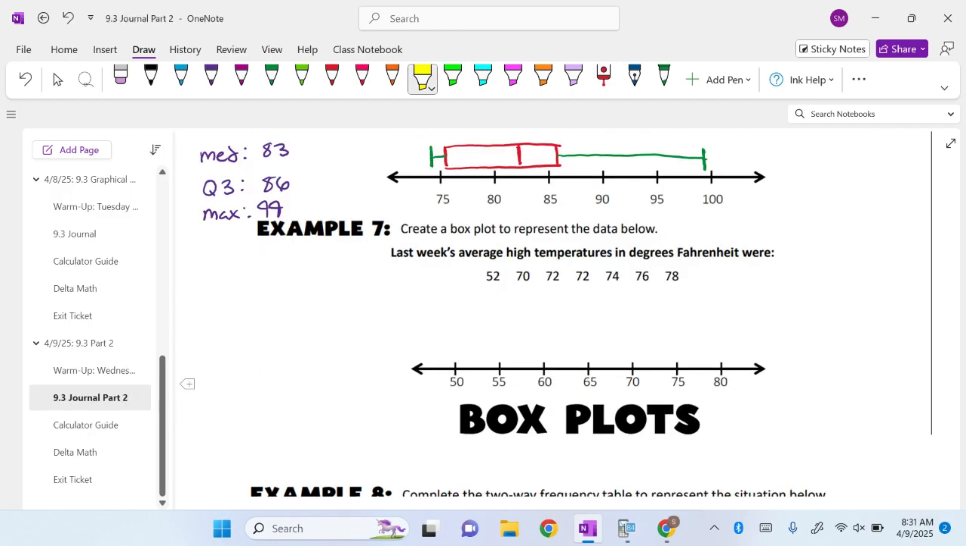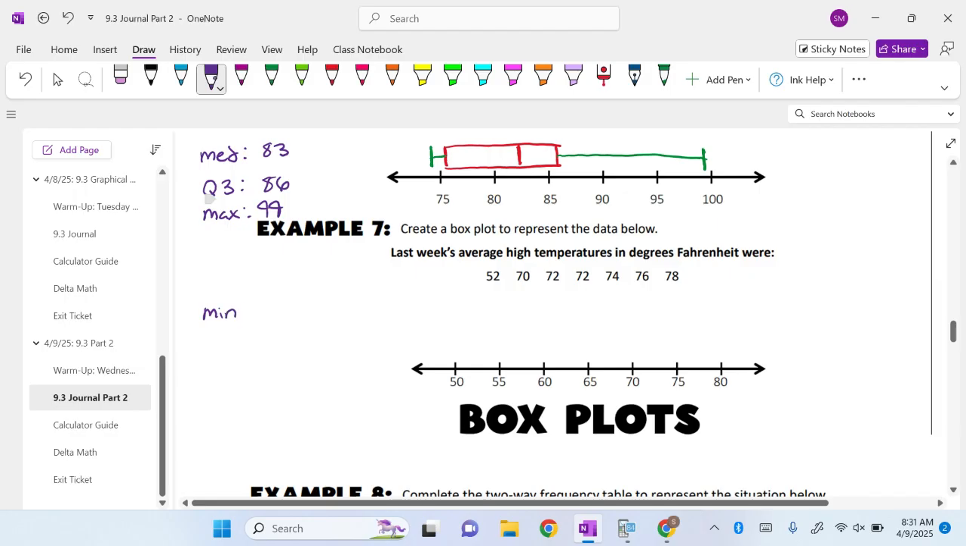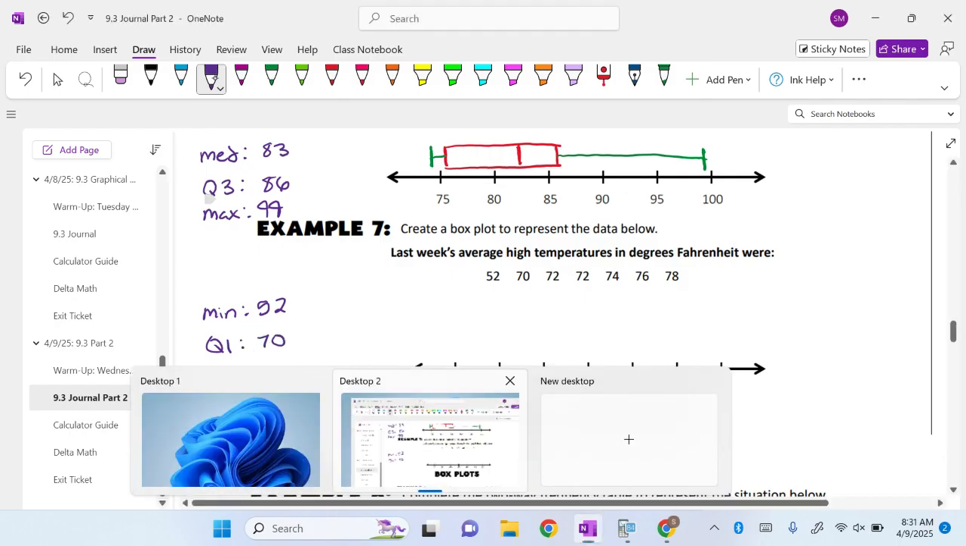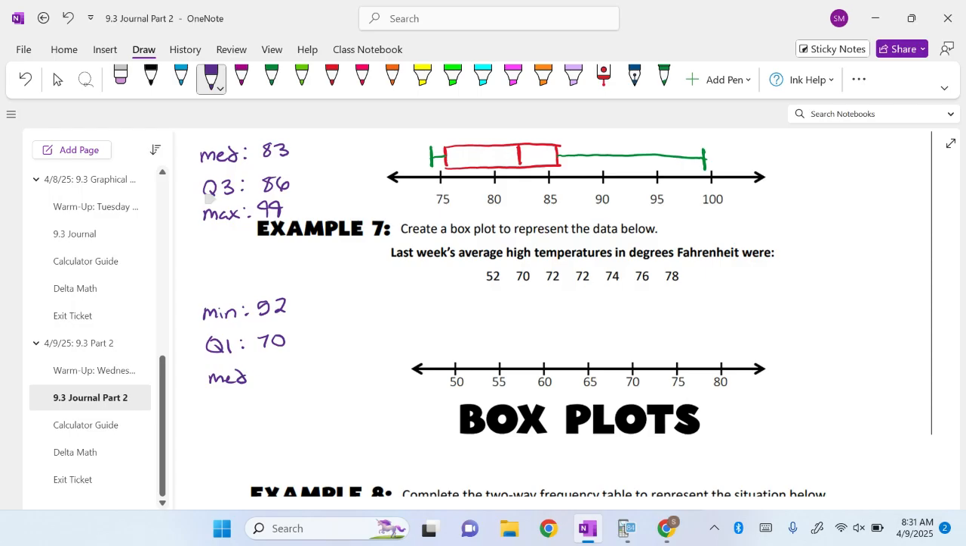So our 5-number summary for this one, what did it say my minimum is? 52. What did it say my Q1 is? 70. What did it say my median is? 72. What did it say my Q3 is? 76. And what was my max? 78. So we got all the information we need to make a box plot.